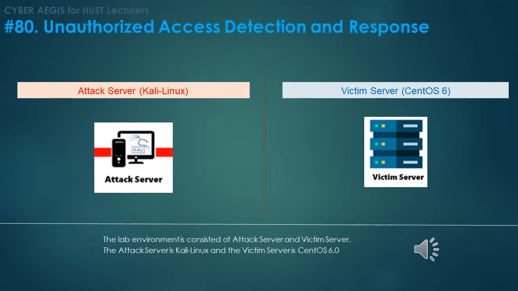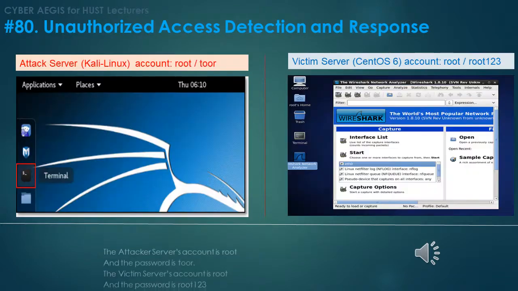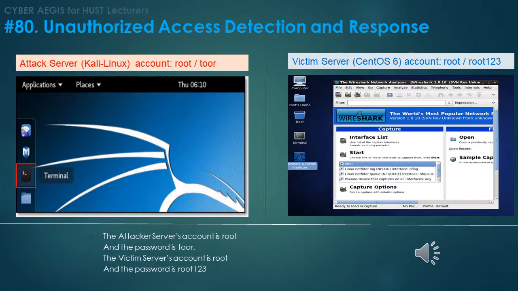The lab environment consists of an attack server and the victim server. The attack server is Kali Linux and the victim server is CentOS 6.0. The attack server's account is root and the password is tour. The victim server's account is root and the password is root123.